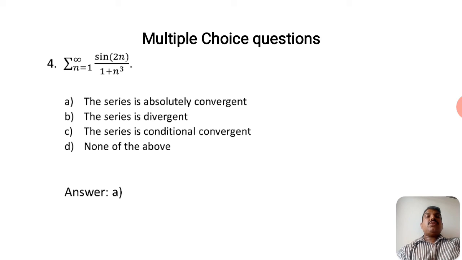Fourth one, sigma n equals 1 to infinity sine 2n divided by 1 plus n cube. A, the series is absolutely convergent. B, the series is divergent. C, the series is conditionally convergent. D, none of the above. Answer is A.